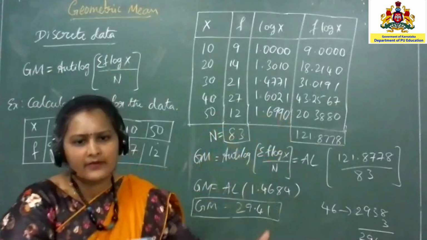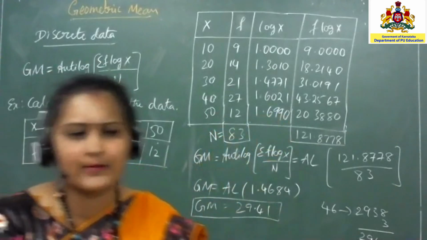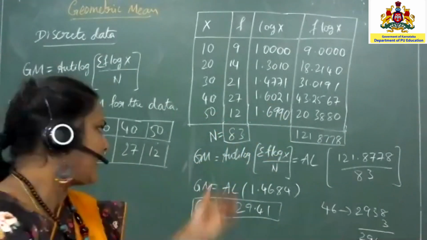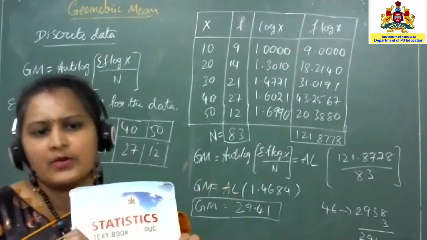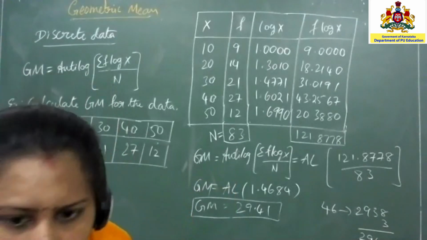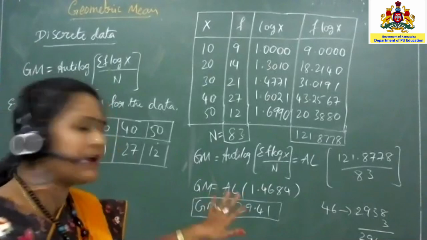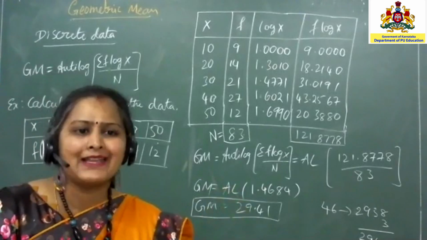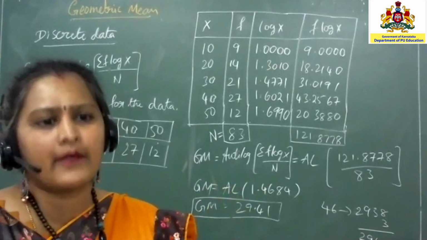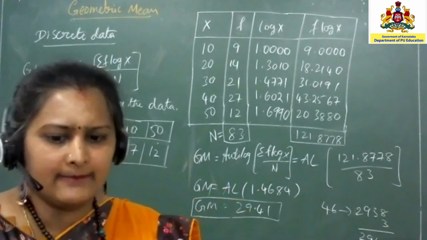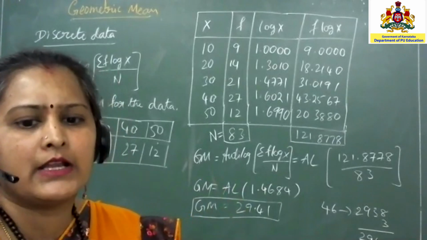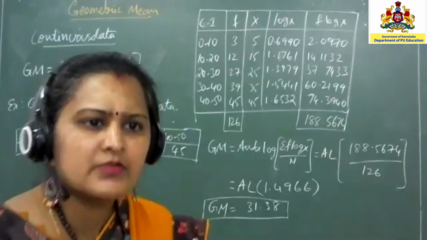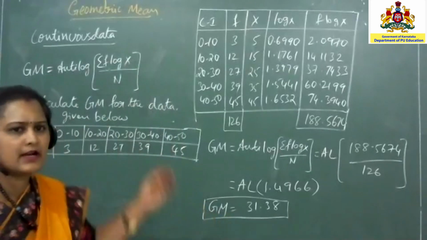If you have a scientific calculator, you will not have any calculation part from the textbook, what we have done already. So this is about the discrete series, how we need to find out the geometric mean. Next, we'll be discussing the continuous data.